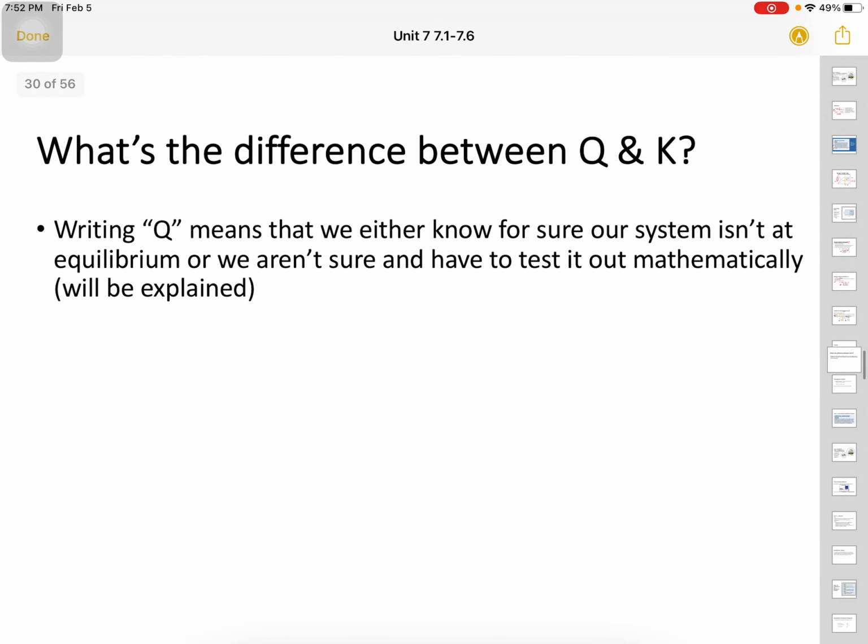Now, what the heck is the difference? Like, why did you show us, crazy lady, how to do a Q and also a K? There is a difference.